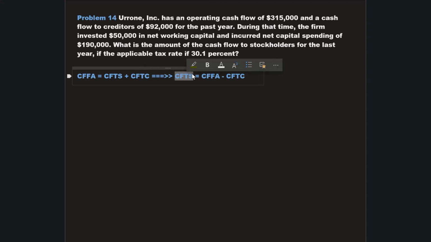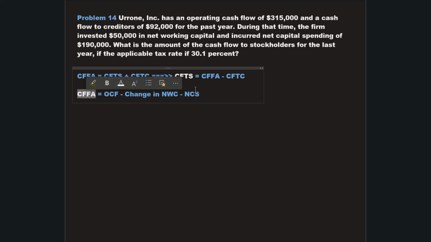If you notice, we are already given cash flow to creditors, so we need to figure out cash flow from assets. And we can do that using its sources definition. Cash flow from assets is operating cash flow minus change in net working capital minus net capital spending. We are given the operating cash flow. We do know how much net working capital has changed, and we know the net capital spending.